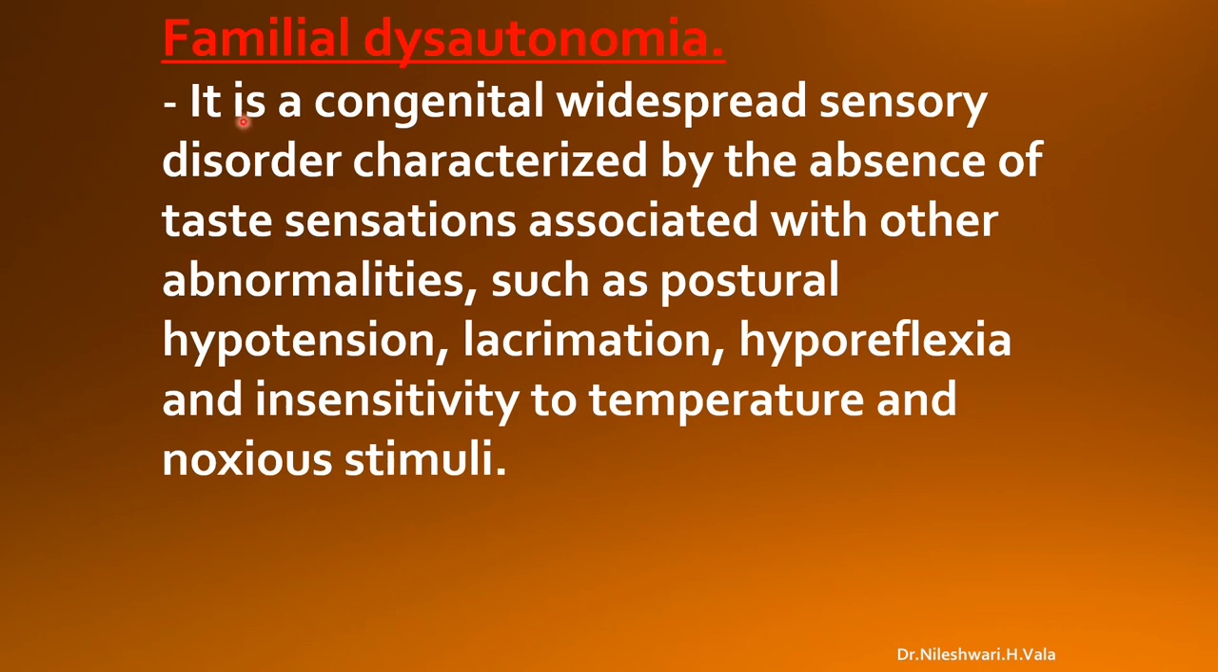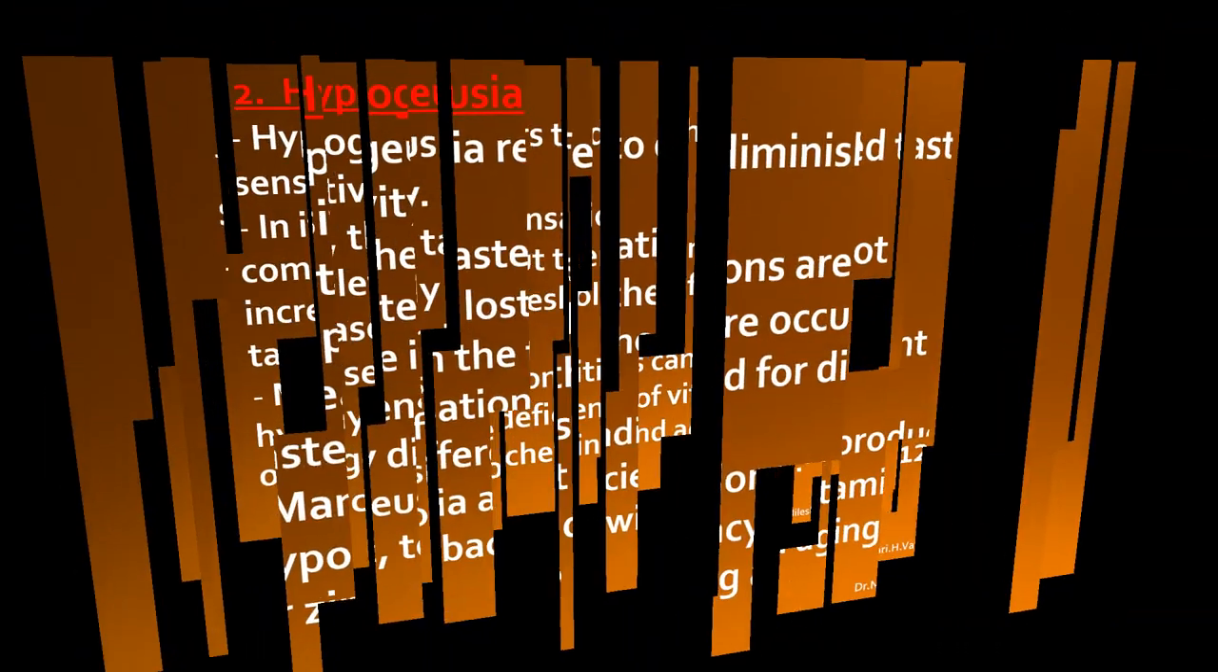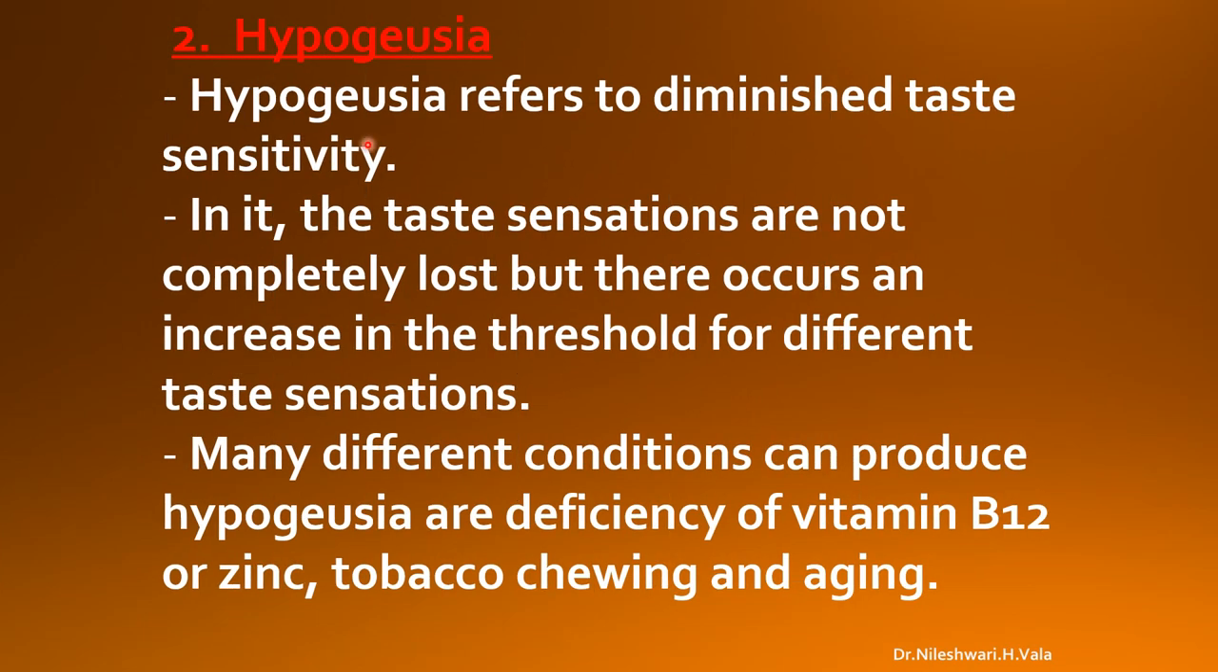Then familial dysautonomia. It is a congenital widespread sensory disorder, and that is characterized by absence of the taste sensation associated with other abnormalities such as postural hypotension, lacrimation, hyporeflexia, and insensitivity to temperature and noxious stimuli. Then hypogeusia. Hypogeusia refers to diminished taste sensitivity.